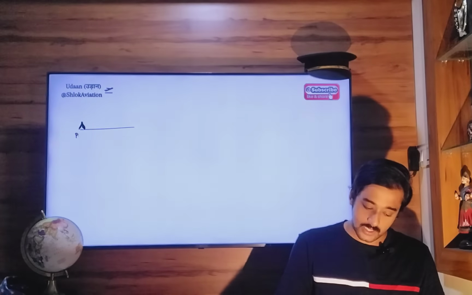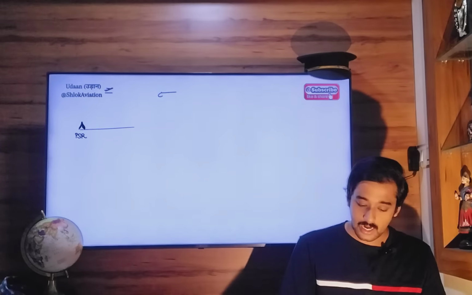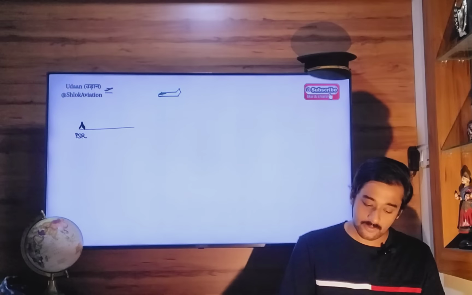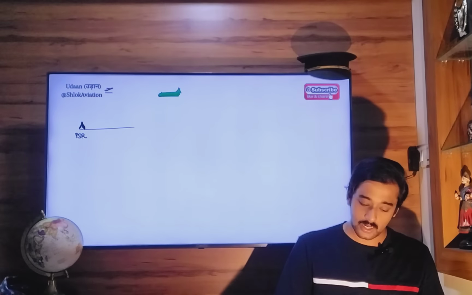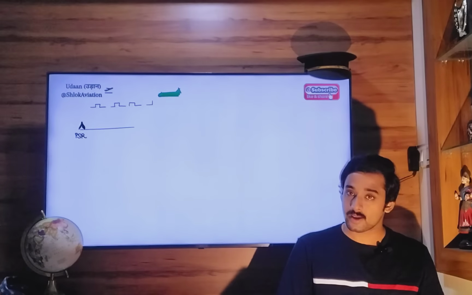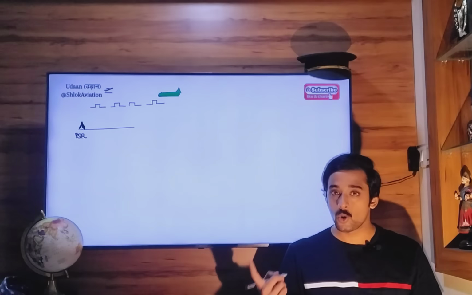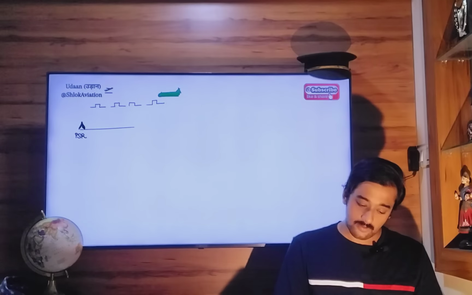Okay, primary surveillance radar on the ground. Here is your traffic aircraft in the atmosphere. Now, what will this primary surveillance radar do? It will transmit a radio signal in the direction of this traffic aircraft. This radio signal will go to that aircraft, strike that aircraft, and come back to your primary surveillance radar.